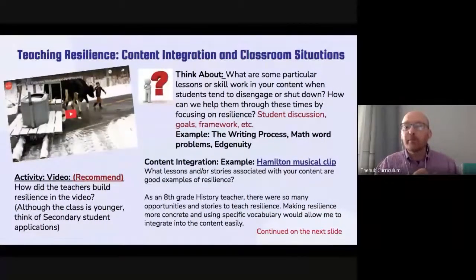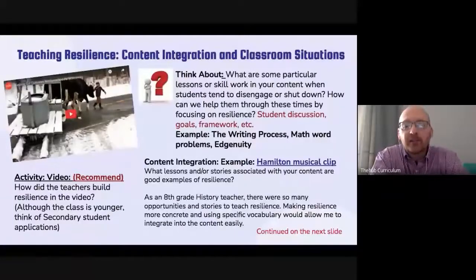So maybe if they struggle with the writing process, we have a student discussion before the writing process to share, this is why I struggle, and go over some of those coping skills. Setting goals beforehand and just giving them that framework before they encounter that difficult time. Or maybe we have to stop in the middle and say, okay, we see we're having troubles. Let's step back and address this a different way.